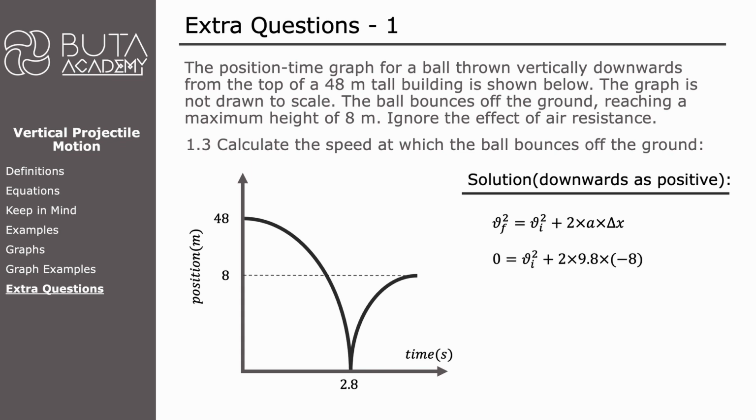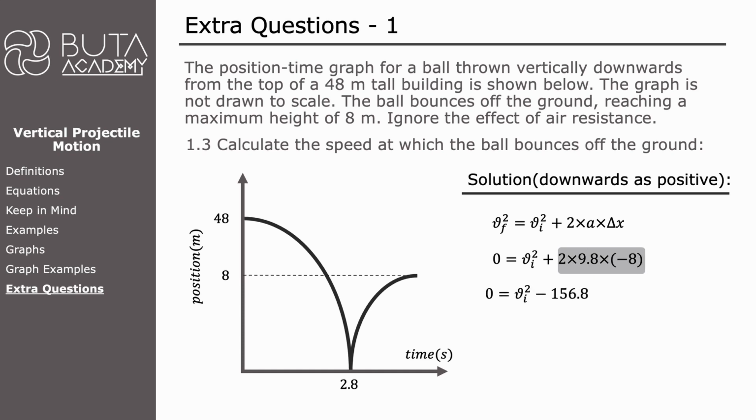The velocity of the object at the maximum height is equal to 0, and the gravitational acceleration is 9.8 meters per second square. The motion of the ball after the bounce starts at the ground and ends at a height of 8 meters, which means the object has been displaced 8 meters in the upwards direction. As we consider downwards as the positive direction, the displacement of the ball will have a negative value.